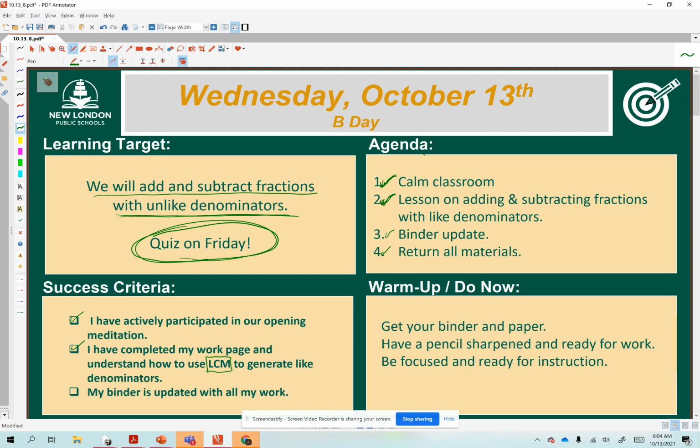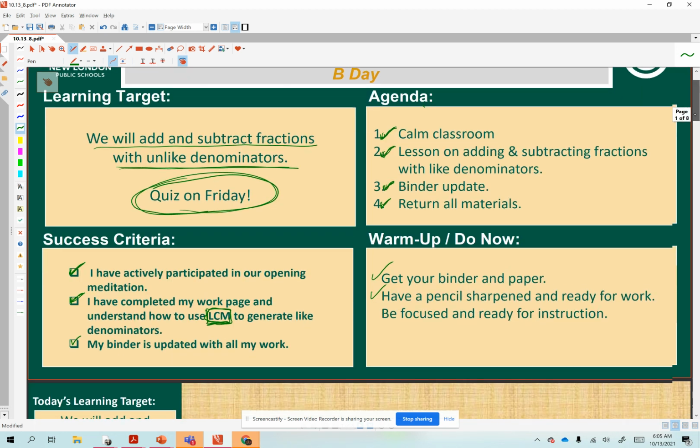We will now have our lesson on adding and subtracting fractions with like denominators. Please keep your binder updated and return all materials at the end of class. You will have been successful when you have actively participated in our opening meditation, when you have completed your work page and you understand how to use least common multiple to generate like denominators, and when your binder is updated with all your work. So by now you should have your binder and your paper, your pencil sharpened, and be ready to go.